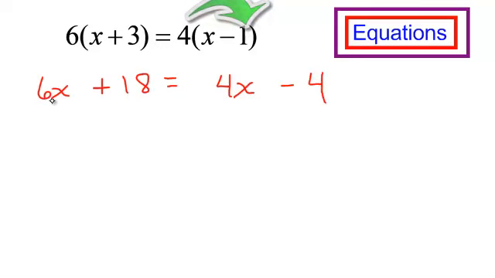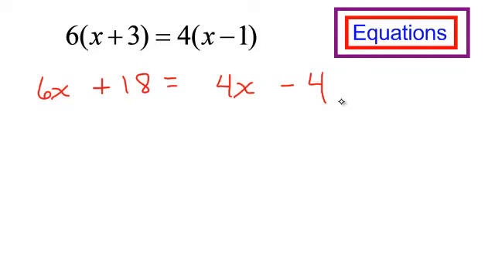Okay, I have simplified each side as much as I can. I can't put anything else together. 6x and 18, those are not like terms. 4x and a negative 4, not like terms. So let's start solving it. Let's start doing things to both sides.